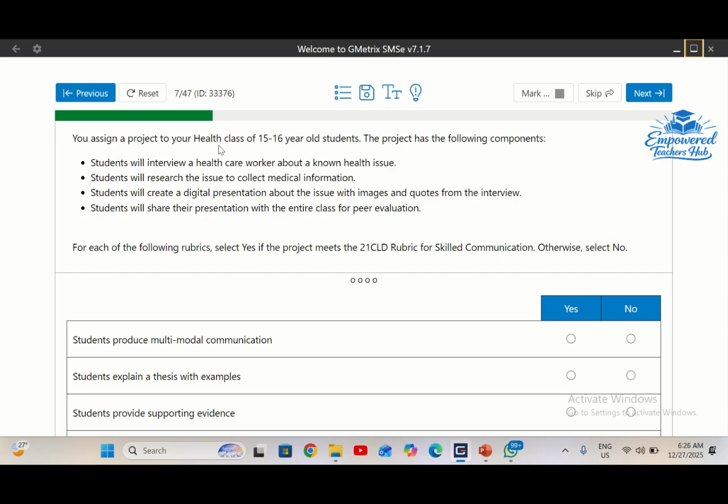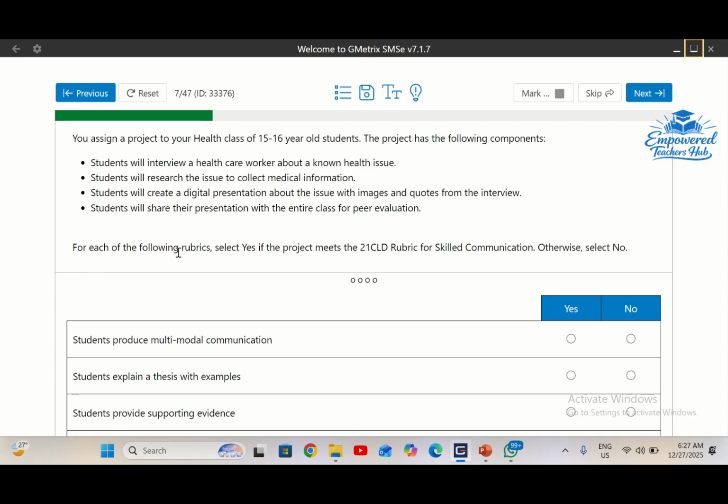Assign a project to your class of 15 to 16-year-old students. The project has the following components. Students will interview a healthcare worker about a known health issue. Students will research the issue to collect medical information. Students will create a detailed presentation about the issue with images and quotes from the interview. Students will share their presentation with the entire class for peer evaluation.